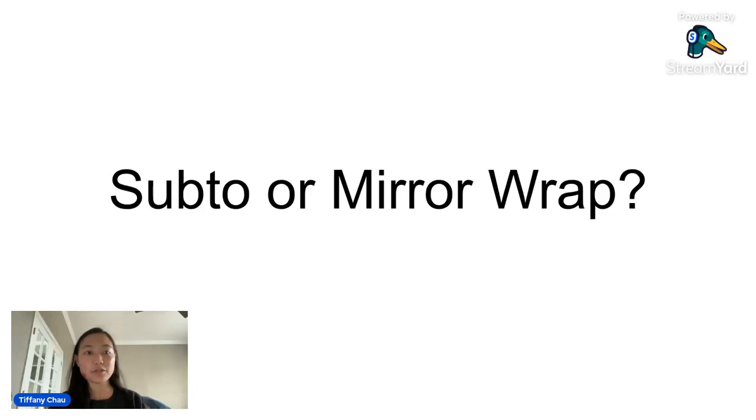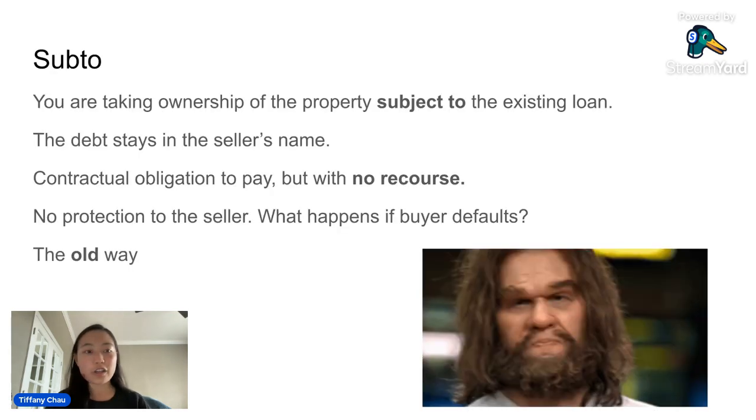Hello there. So today let's talk about the major differences between a Subto transaction and a mirror wrap, because both of these words get thrown around a lot in the creative financing world, but people don't really know what they mean exactly, right? From a very high level, they lead to very similar looking results, but the structuring and what's entailed within each of these varies drastically.